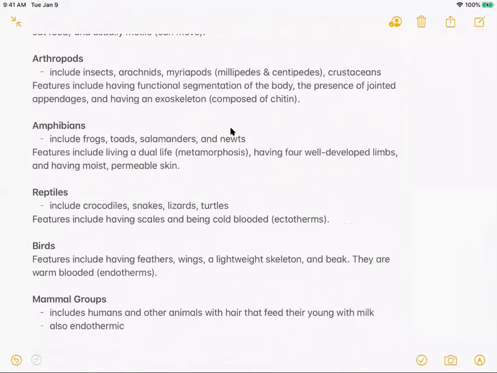Amphibians include organisms such as frogs, toads, salamanders, and newts. They live a dual life, so they go through metamorphosis. They have a stage where they're larvae and a stage where they're adults. In the case of a frog, we have tadpoles, and when they're an adult frog, they can come out of the water. So they have 2 different stages to their life. They have 4 well-developed limbs, and they have moist, permeable skin.